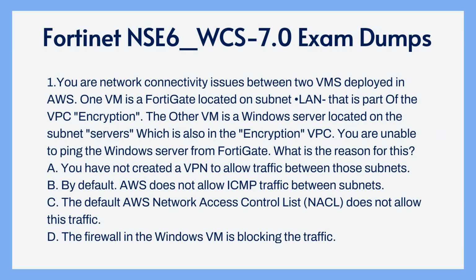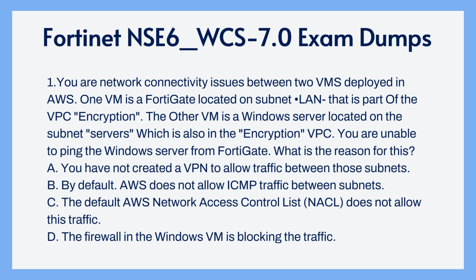1. Your network has connectivity issues between two VMs deployed in AWS. One VM is a FortiGate located on subnet LAN that is part of the encryption VPC. The other VM is a Windows server located on the subnet servers, which is also in the encryption VPC. You are unable to ping the Windows server from FortiGate. What is the reason for this?